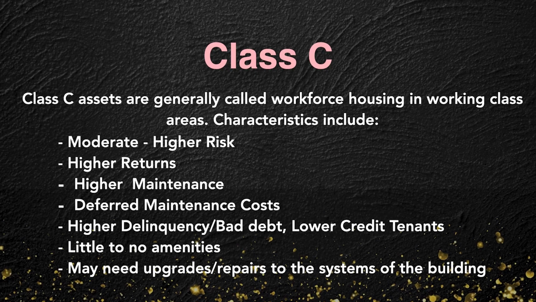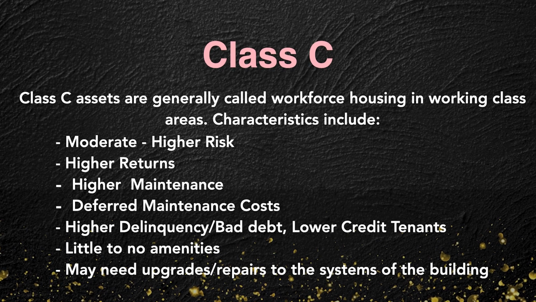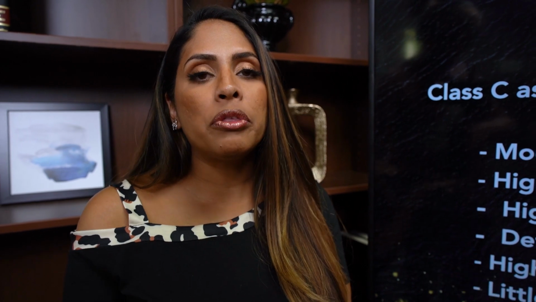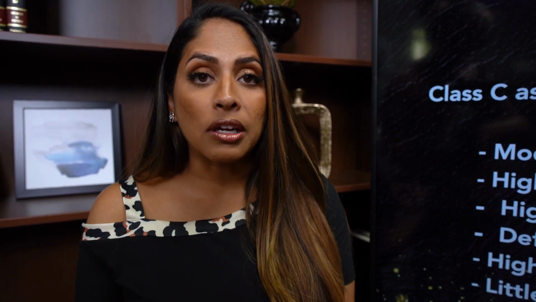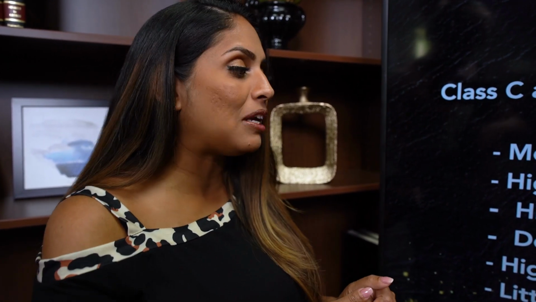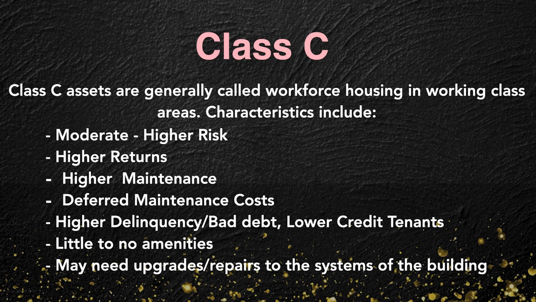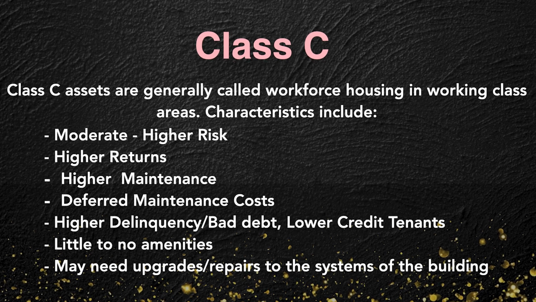We also have higher delinquency and bad debt because the tenants typically are lower credit tenants. Usually both adults in the household need to be working in order to make ends meet. So we want to make sure that we're underwriting and, in other words, planning for higher delinquency and higher bad debt so that we're not surprised when the property's cash flow is a little bit off from where we initially thought it would be. And there's little to no amenities in these areas.